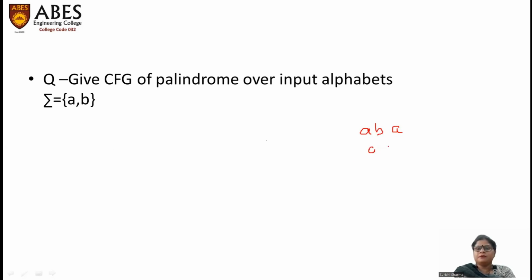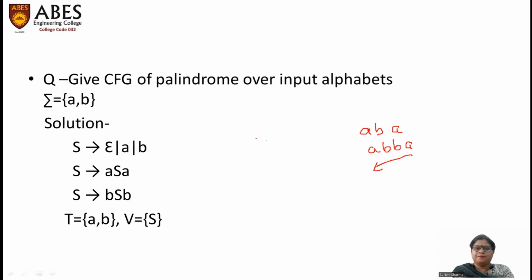For example, ABBA. If I read this string in reverse direction, it remains A, B, B, A, right? So the reverse of this string is the same as the actual string. Now I have to construct a grammar that can create palindrome strings.